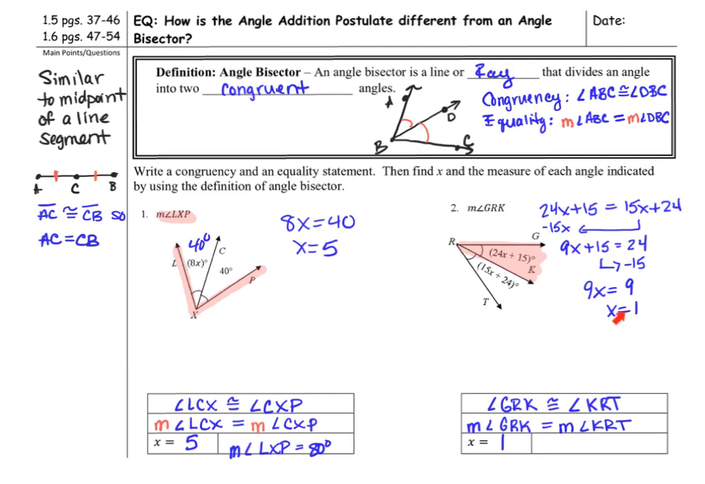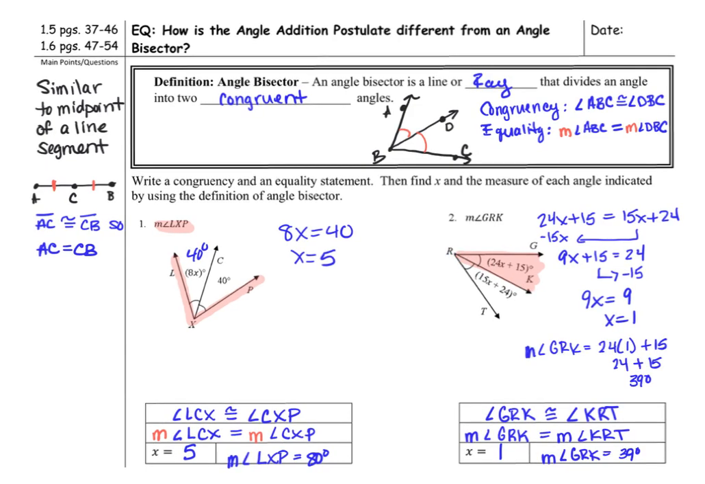So now I have to take my answer for x and plug it back in to find the measurement of this angle GRK. So pause the video, go ahead and do that now. After substituting my answer for x into the expression for GRK, I got that the measurement of angle GRK was 39. So make sure you go down here and write your answer correctly in this box, because that's what's going to be expected of you on a test or a quiz.